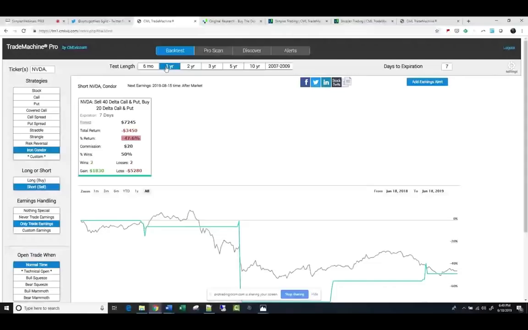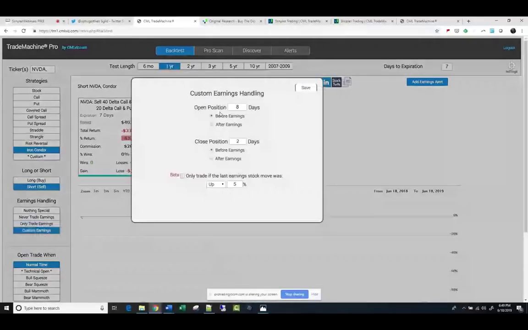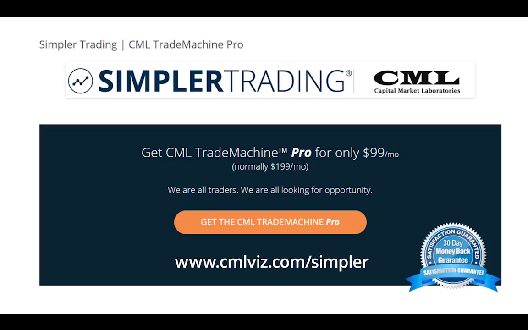If you want to trade earnings, guys, you can test it in Trade Machine. Just click only trade earnings. Or another way to do it is just to say open the position one day before earnings and close the position 1 day after earnings. That's going to be trading earnings, right? So feel free to trade it. Well, I should say feel free to test it. I shouldn't tell you feel free to trade it.